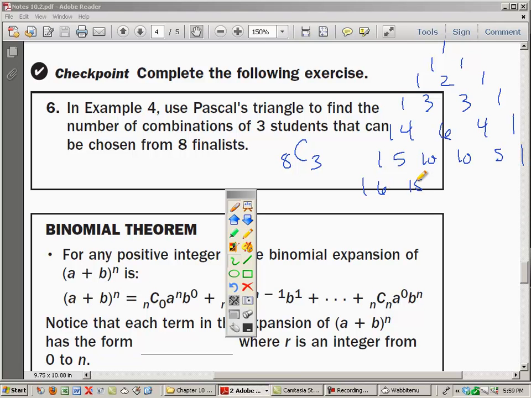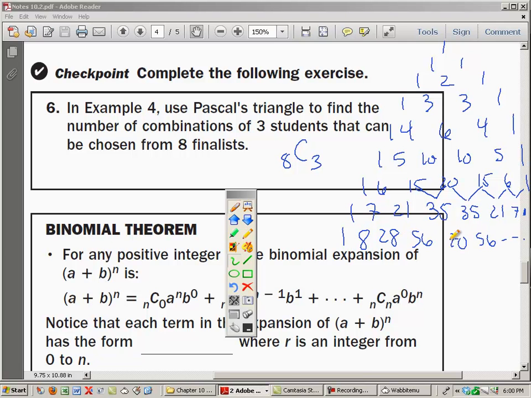1, 6, 15, 20, 15, 6, and 1. I'm running out of room on the right side here. 1, 7, 21, 35. And again, please remember that all I'm doing is adding these numbers to get these. And there's a 1 down here on the end. I know it's not really triangular, but I only need one more row because I have to get to row 8. So 1, 8, 28. This would be 56. This would be 70, 56, and so on. But I really don't care about that because I want 8 choose 3.